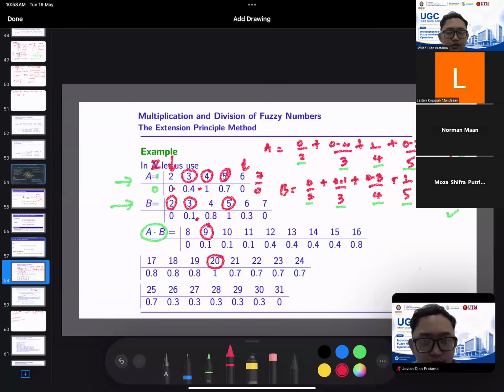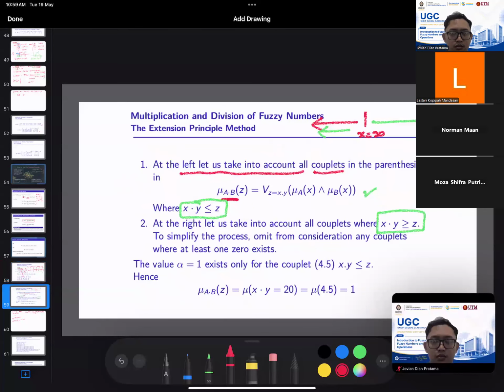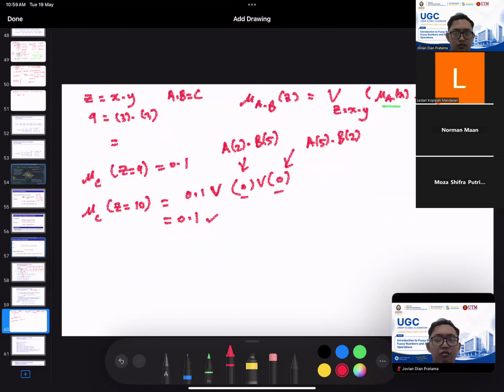Until you get 11, also the same thing, the same formula, because you cannot actually produce 11 by multiplying any element from A and B. So in that case, you need to consider using this formula. You need to consider X multiply Y, which is less than or equal to Z. So now look at another element. Maybe I can show you a few more elements to make sure that you understand. So mu C at Z equals 11, also you will get 0.1.